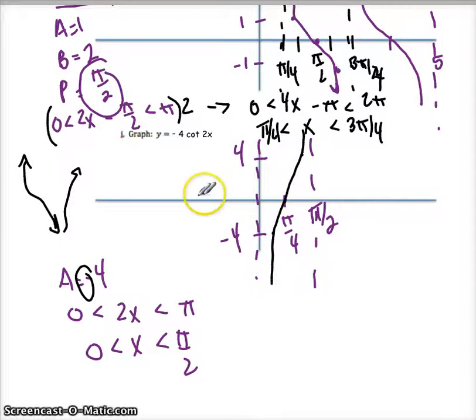This time, let's draw a period to the left. The distance between asymptotes is pi over 2, so this value should be labeled as -pi over 2.